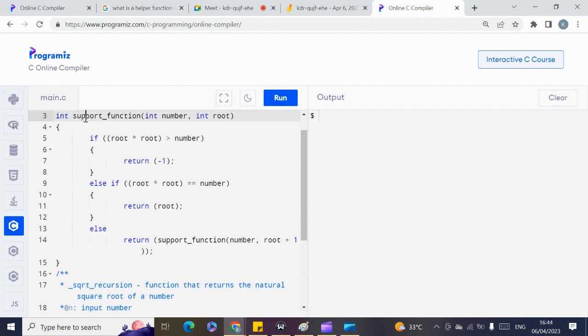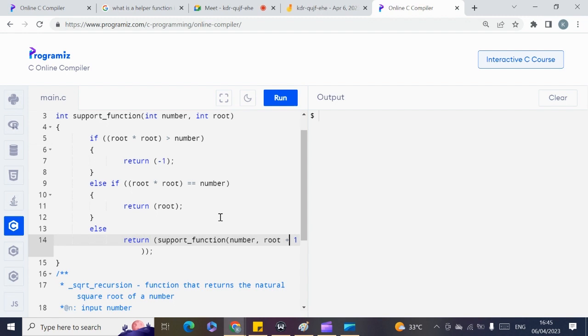Because this function has the roots, if you call this function severally, this will continue increasing anytime the function is called. So let's stay on this for a while. I'm trying to wrap my head around it. All right.